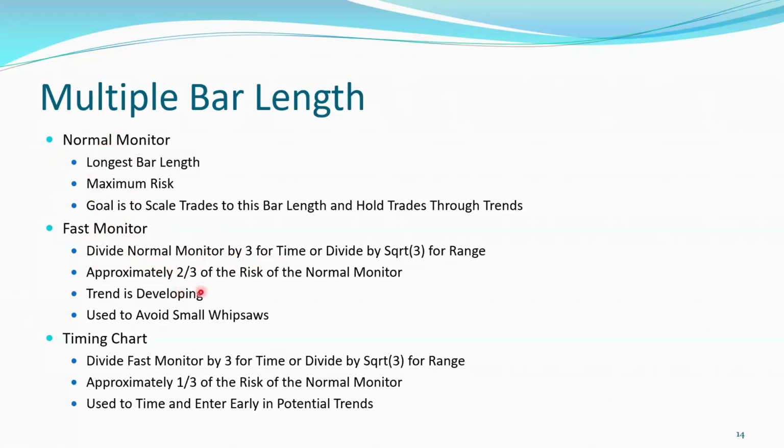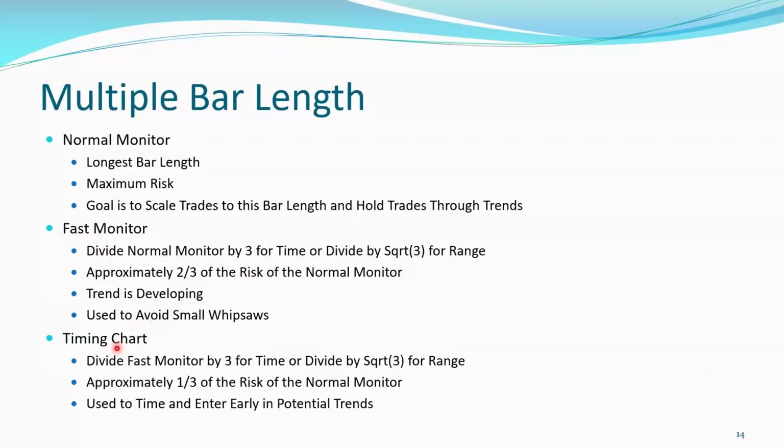Now if we're using a range type bar, because volatility is related to the square root of time, we can look at, if we're taking about 2/3 or about a third less risk, we can divide by the square root of 3. So if I'm using a 35-cent bar, I'm going to divide that by the square root of 3 to give me my fast monitor. This is a bar that we're going to start to use when the trend is developing. It's helping us to avoid some of the small whipsaws.